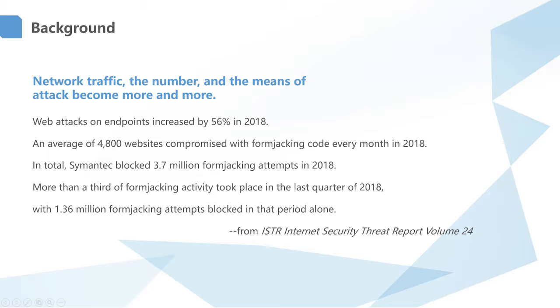In total, Symantec blocked 3.7 million formjacking attempts in 2018. More than a third of formjacking activity took place in the last quarter of 2018, with 1.36 million formjacking attempts blocked in that period alone. In the past year, the development of the network has caused an increase in network traffic. However, network threats have increased at a faster speed.